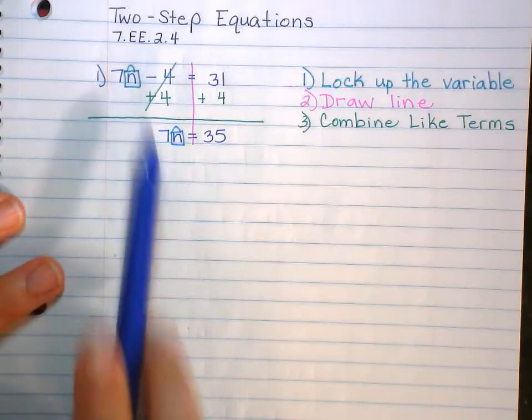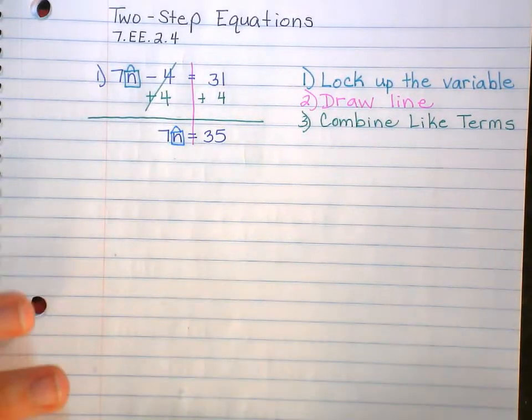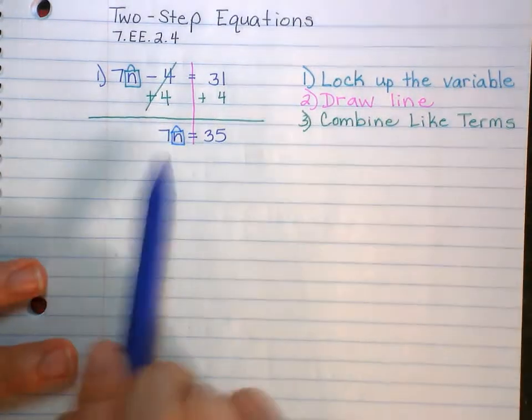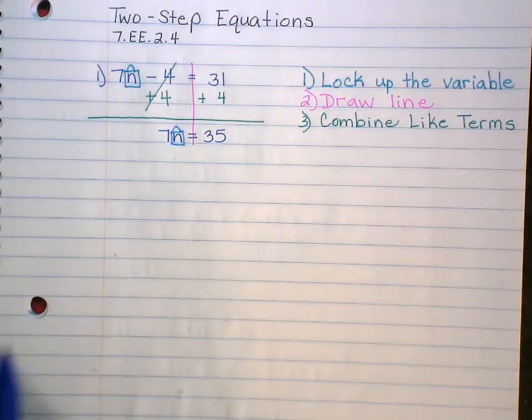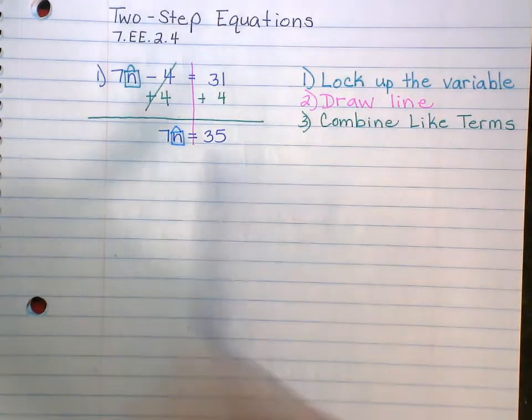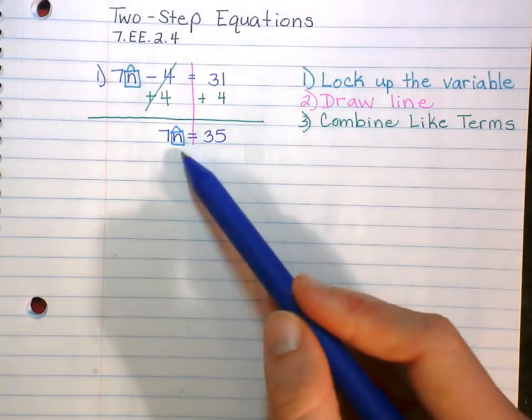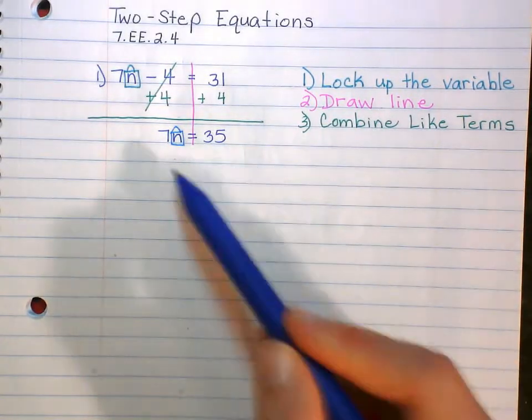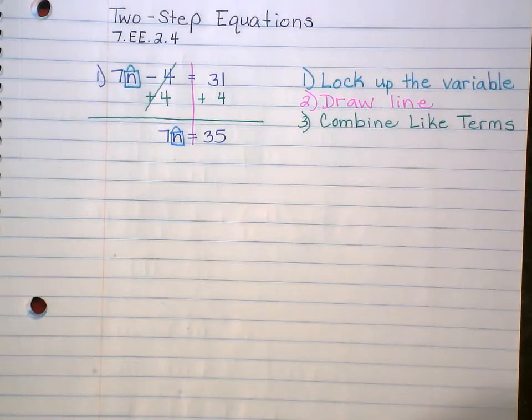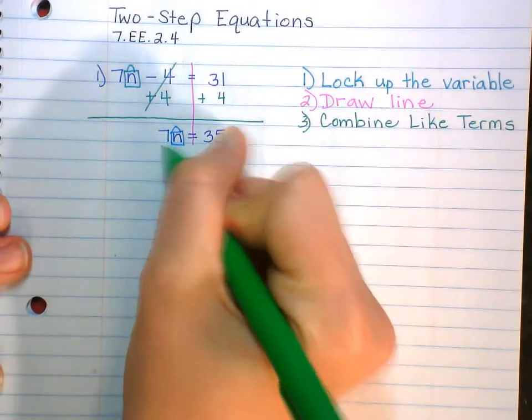All right, so that was our first step. Add 4 to both sides. So now we have our second step in the two-step equations. So 7n equals 35. That means 7 times some number equals 35. 7 times what number is 35? 5. But how do you prove it? How do you check it? You have to undo this.